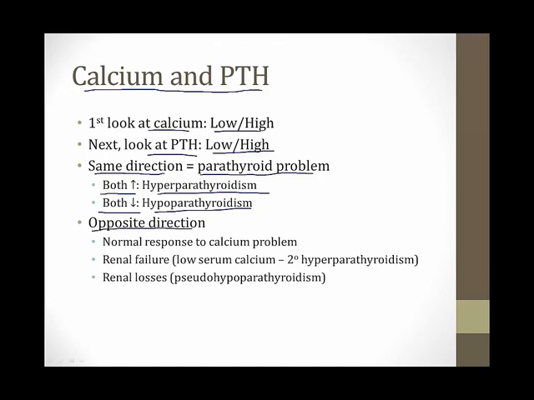If they are going in opposite directions, this is a normal response of the parathyroid glands to a calcium problem. The calcium problem could be renal failure. In renal failure, you have low serum calcium, and that causes secondary hyperparathyroidism. If you have renal losses of calcium and bones that aren't responding to parathyroid hormone, that could give you pseudohypoparathyroidism. But in all of these cases, you've got a normal response to some abnormally low level of calcium in the serum. And that concludes our module on the parathyroid glands.